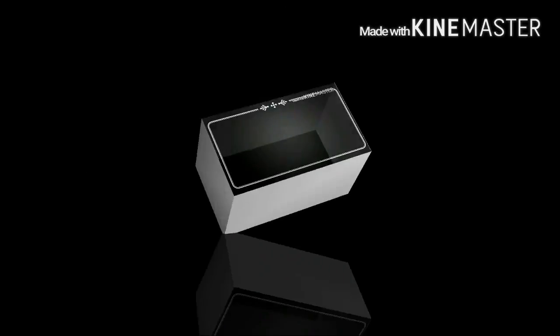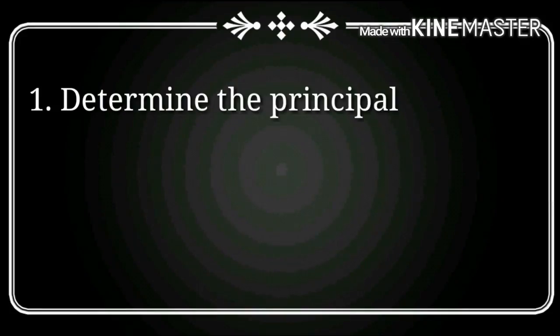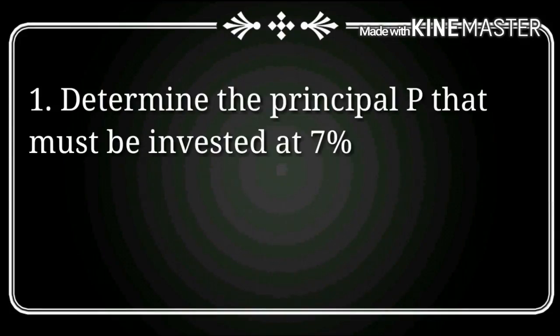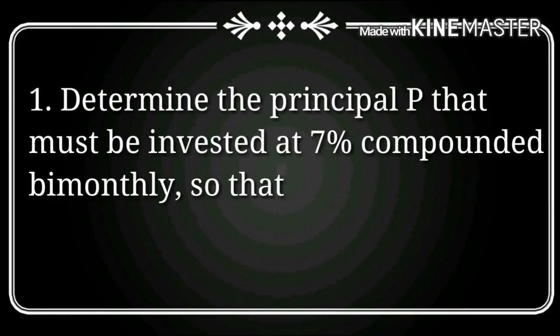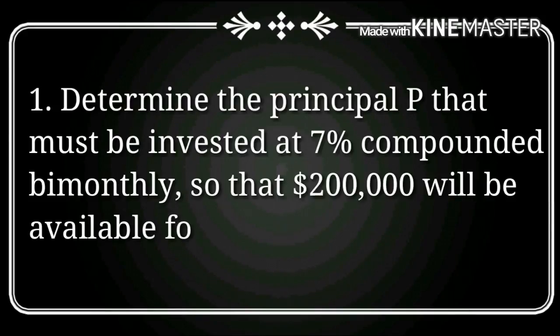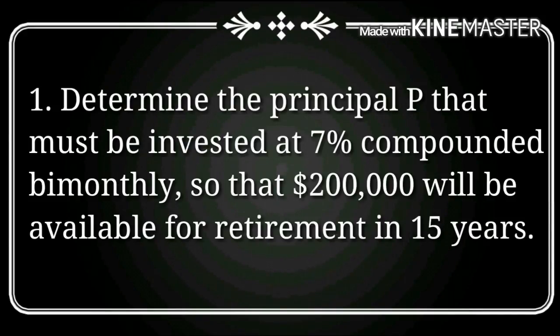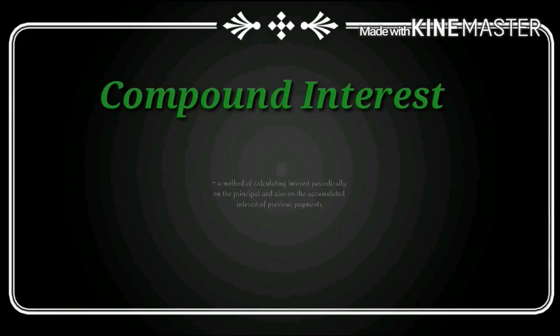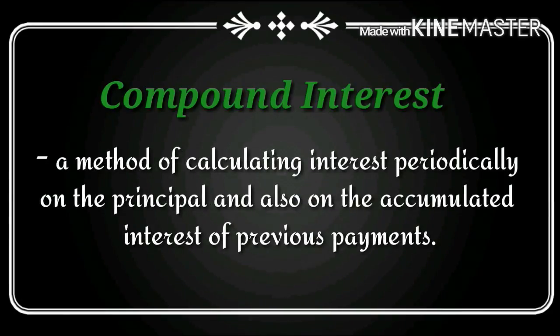So the problem is: determine the principal that must be invested at 7% compounded monthly, so that $200,000 will be available for retirement after 15 years. The problem is an example of compound interest. Compound interest is a method of calculating interest periodically on the principal and also on the accumulated interest of previous periods.